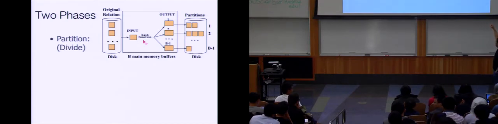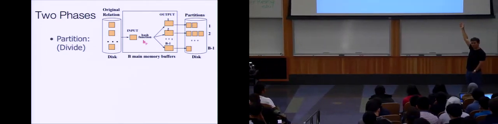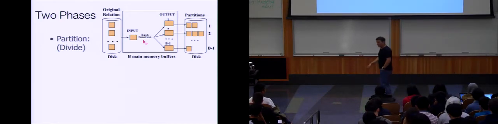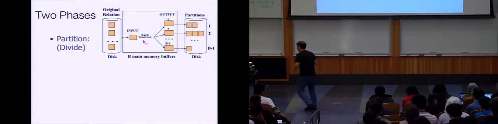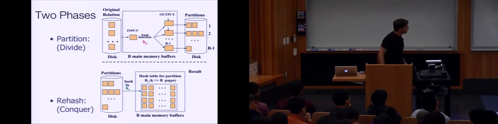So we're going to take it hash mod the amount of memory we have for this algorithm, minus 1. Right? One for the input buffer and B-1 for the output buffers. And that's going to generate B-1 partitions on disk. And hey, if each one of those partitions is only B big, then we're done. So in pass 2, we'll read in the partitions one at a time and conquer them.